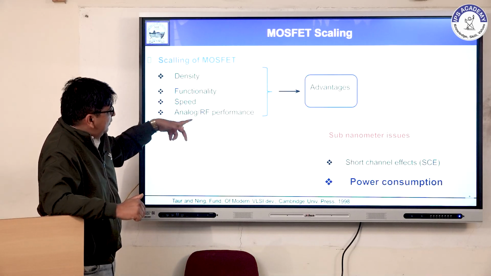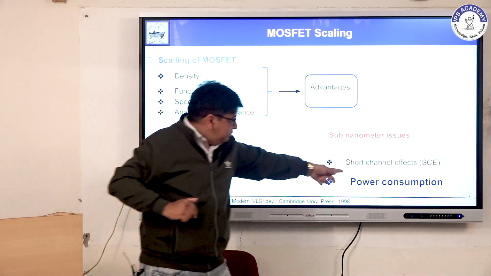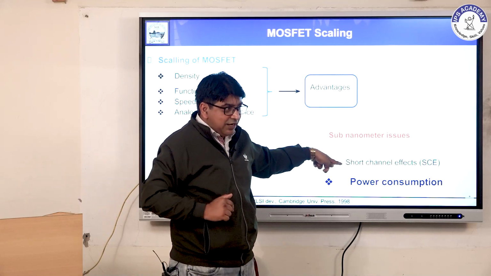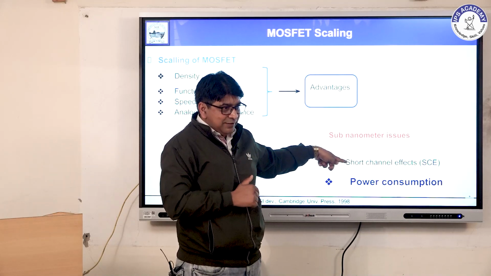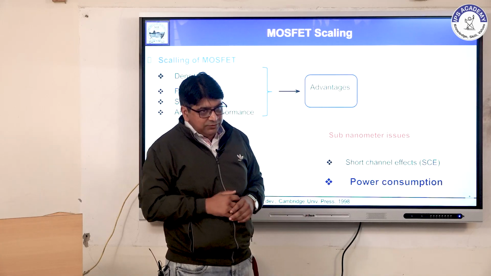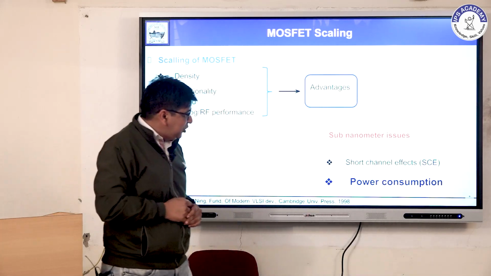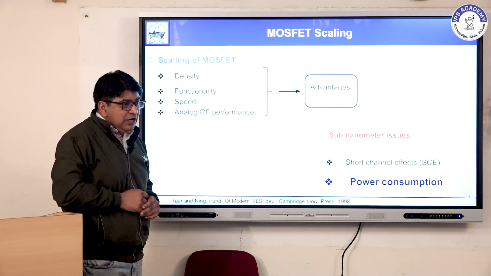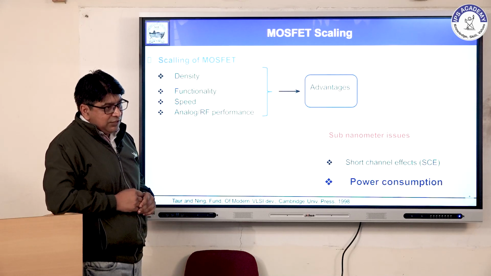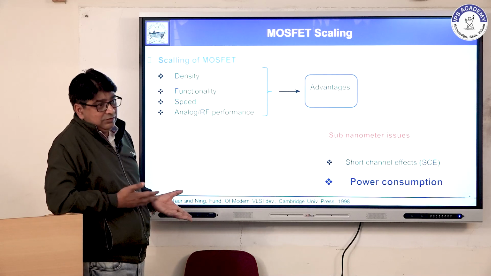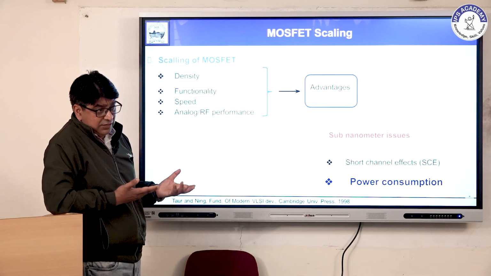So up to this level, this is my second point. As I mentioned in the starting slide, short channel effects I discussed with respect to the MOSFET. Now we come to the power consumption. Power consumption is the bigger issue. That will limit our device for ultra low power applications, because we are not scaling the supply voltage accordingly as we are scaling down the transistors.